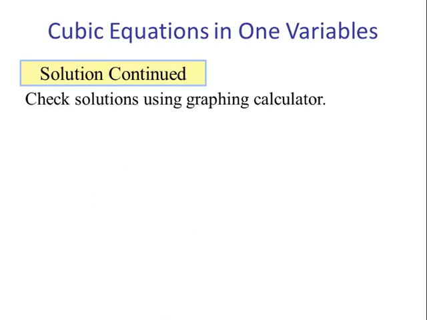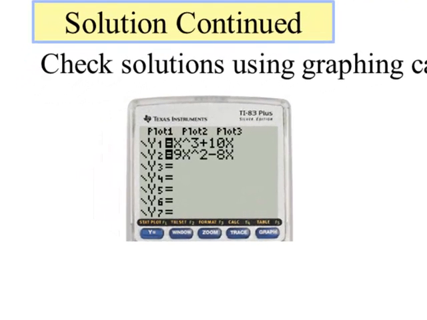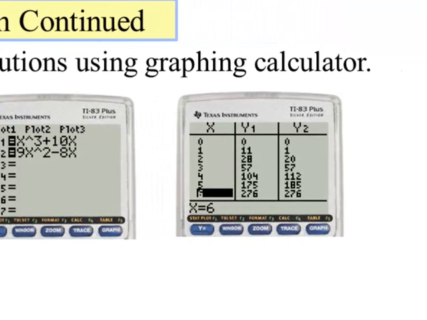Using a graphing calculator, if we type in the left hand side of the equation in y1 and the right hand side in y2, we can see when x is 0, y1 and y2 are the same. When x is 3, y1 and y2 are the same, 57. And when x is 6, y1 and y2 are the same.